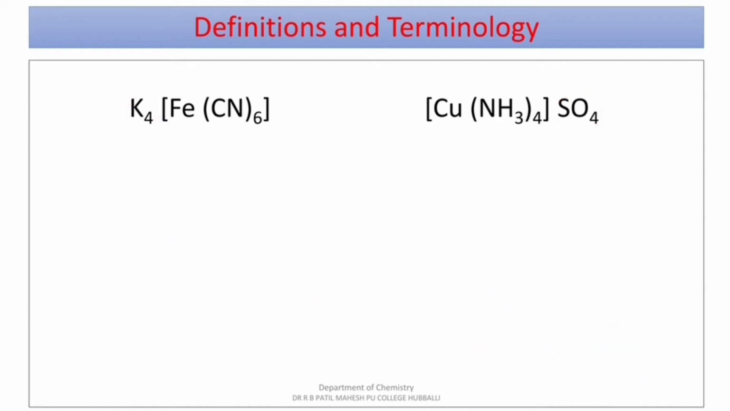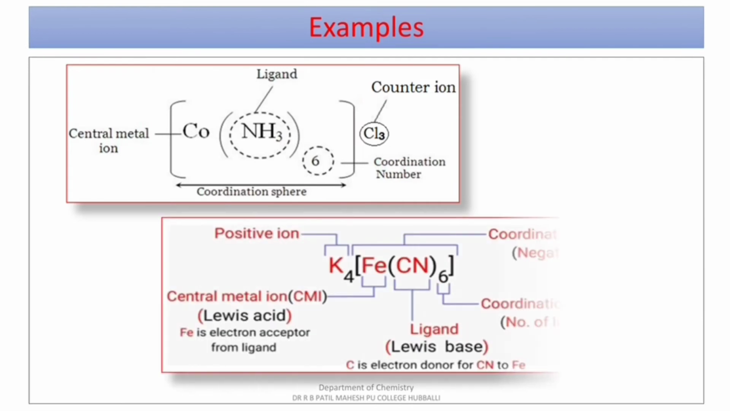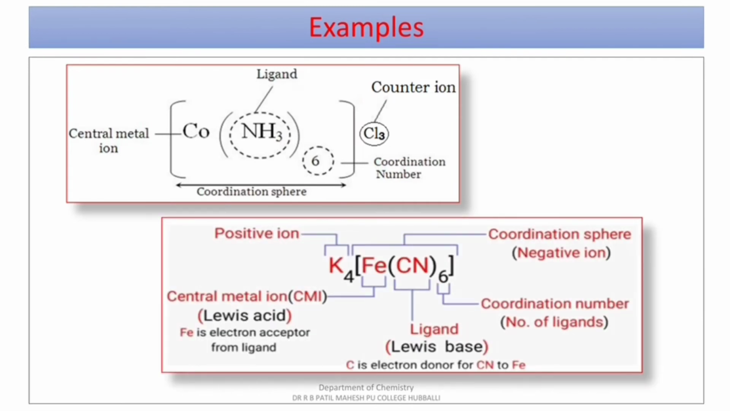Moving to the next one, examples. With these two examples, we can understand the definitions in a better way. In the first one, here the Co is known as central metal ion, NH3 is known as ligand, together which is enclosed in the bracket, that is Co and NH3, which is known as coordination sphere, and the ion which is outside the bracket, it is Cl3, that is known as counter ion, and the number 6 is coordination number, that is number of such ligands present.